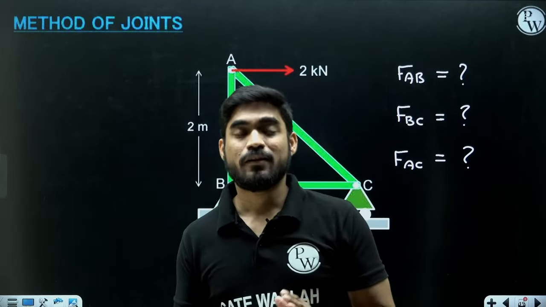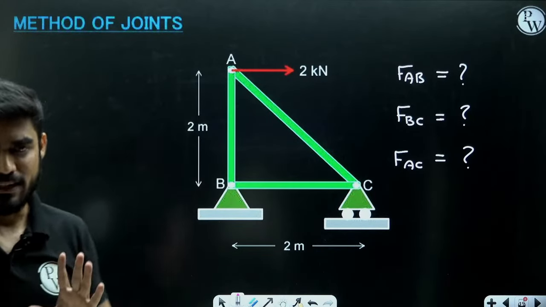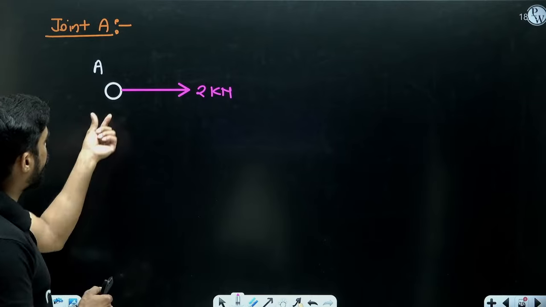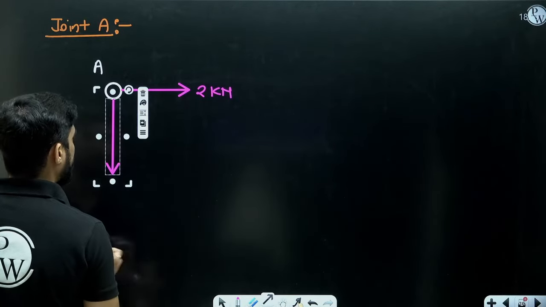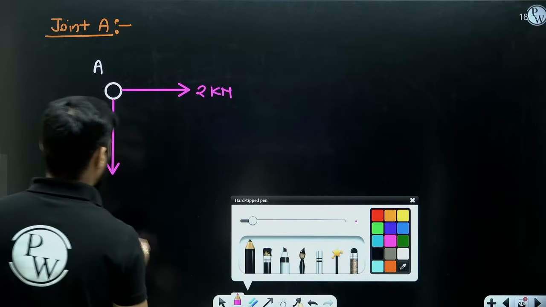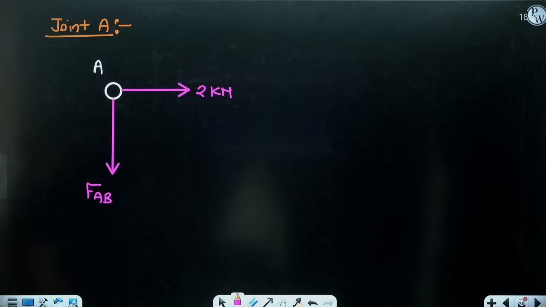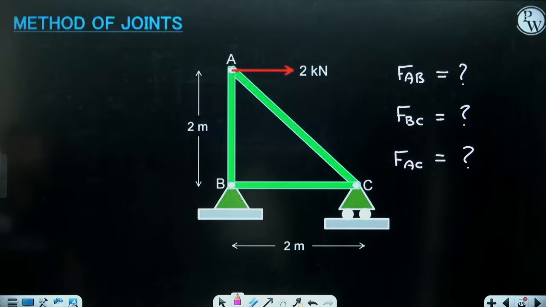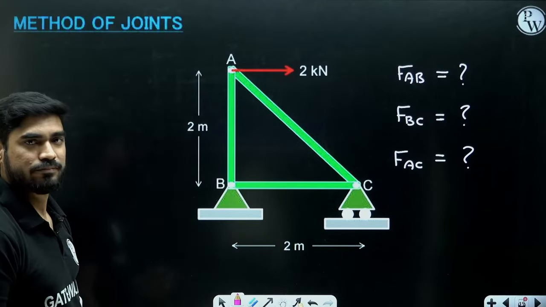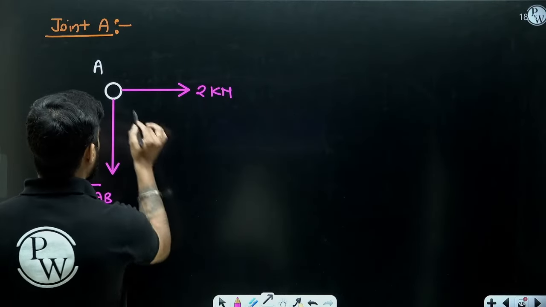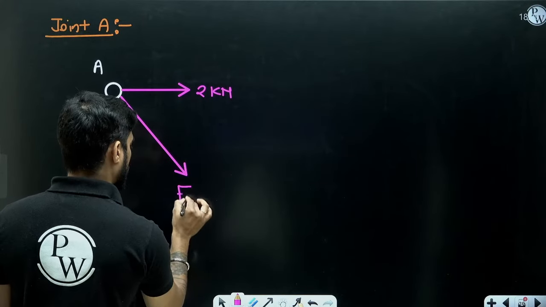So let's assume that the force in AB is tensile. It means that force must be pulling the joint. It will be like this. This is FAB. And let's assume the force between the joint and AC is also tensile. It means this is also pulling this. This is FAC.